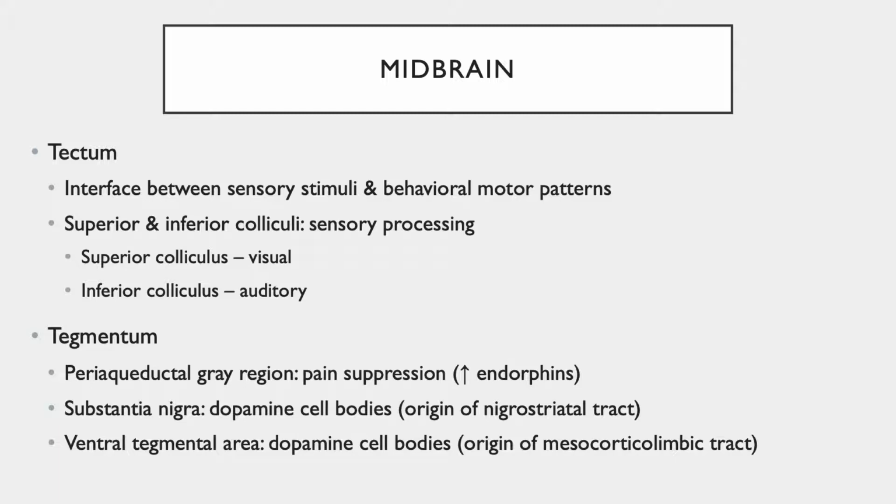Whereas the nigrostriatal tract governs movement, particularly the initiation and modulation of movement, the mesocorticolimbic tract governs functions such as the experience of reward, motivation, learning, and memory. We'll talk about limbic areas next and the cortex towards the end of this lecture.